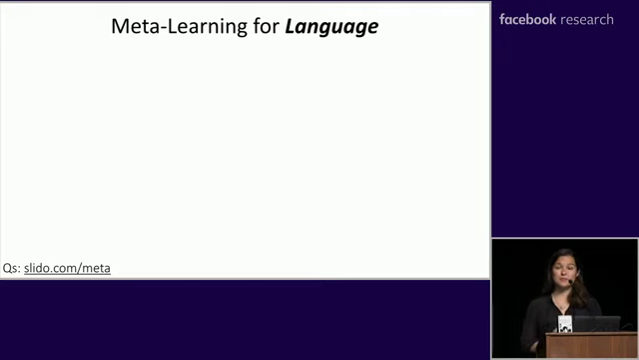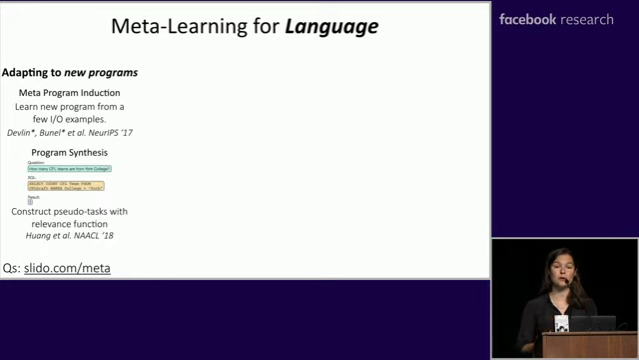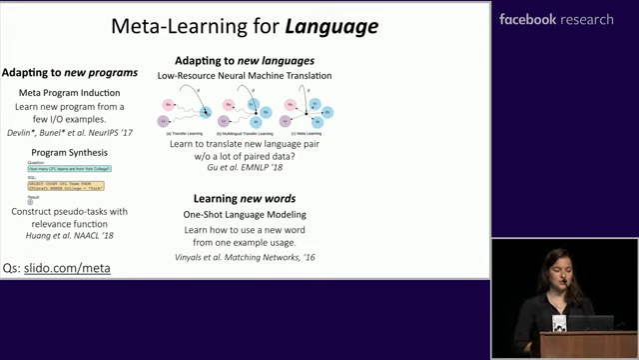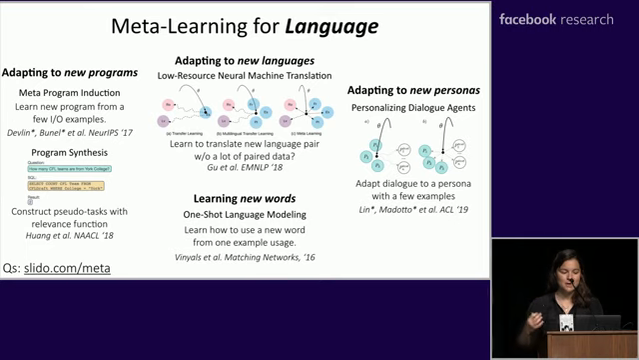Okay, and then lastly, it's worth mentioning that metalearning for language has been explored in a variety of contexts. This includes adapting models to modeling new programs, such as program induction and program synthesis. This also includes adapting to new languages, such as translating between two language pairs that you only have a small amount of data for by meta-training on language pairs that you have a lot of data for. This also includes learning new words. So this is actually done in the original matching networks paper that learns how to use a new word in a new context from a single example usage of that word. And lastly, adapting to new personas. So training dialogue agents to be able to generate dialogue from a particular persona from only a few examples of that persona.